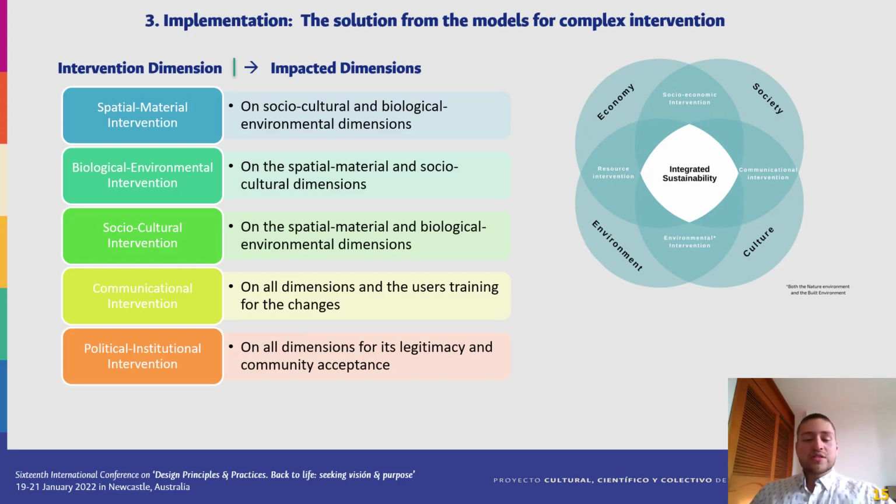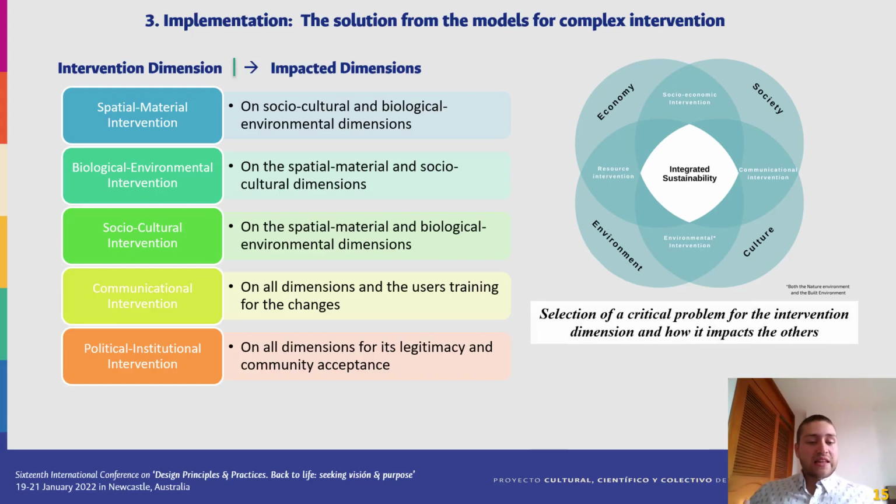The methodology consists of the selection of a main critical dimension or an intervention dimension, and then the impact that other dimensions can suffer with this intervention. So, for example, if a team selects a spatial material intervention, the sociocultural and the biological environmental dimensions will be affected. So this selection also considers the impact in other dimensions and is not the traditional approach that is focused only on one dimension, a one-dimensional approach.